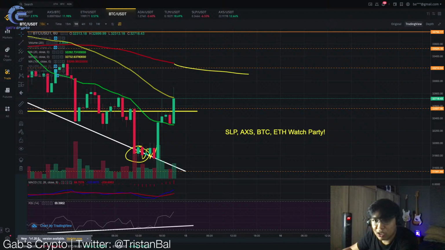Magpapump pa ba si Dipet or magdadump na? As what I mentioned earlier, overbought siya, so possible na magdump siya. Kasi sa short term, sa 15-minute time frame, very overbought na.